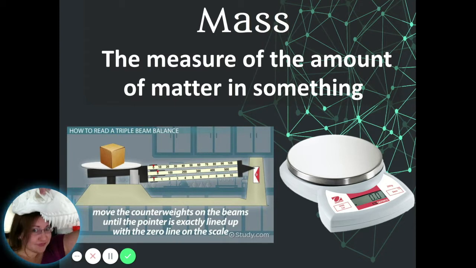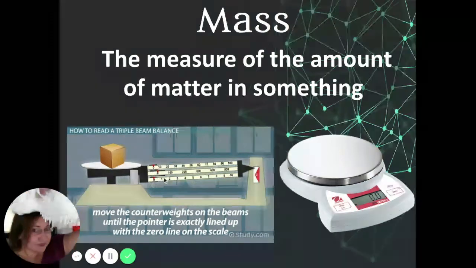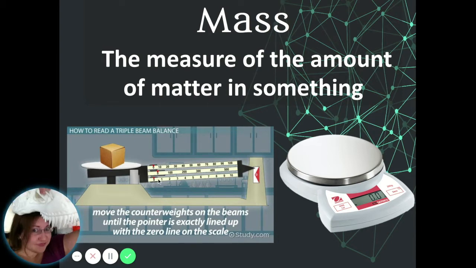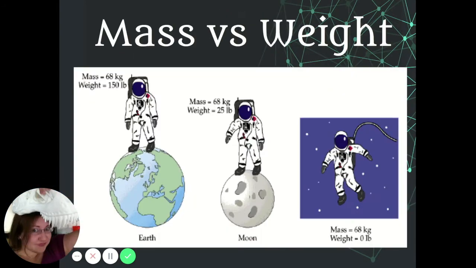So once you do that, then that tells you that the amount of mass on the pan is equivalent to the mass of the counterweights on the triple beams. And so that helps you to determine the mass in an object. And usually we're going to be measuring mass in grams. Unless it's something that's larger, then we might measure it in kilograms.